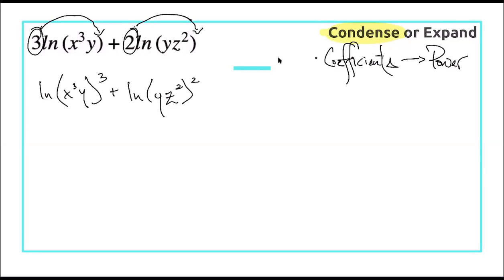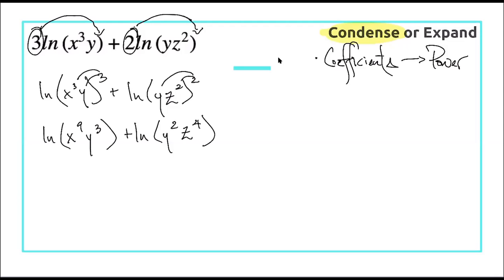We're actually going to take another step here, and we're going to fully distribute that power. So 3 to the x cubed and the y, and the 2 to the y and the z. What's the new power of x now? 9. X to the 9th, good, and y to the 3rd, plus ln of y squared z to the 4th, right?